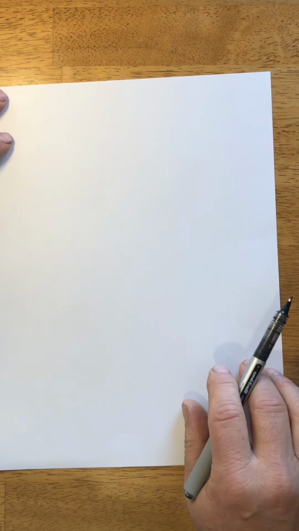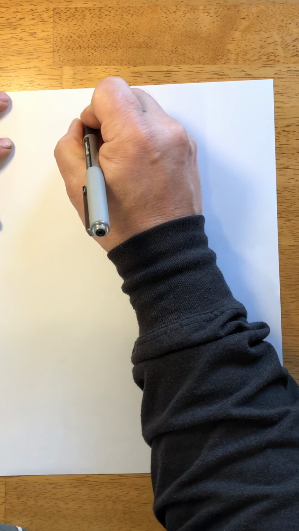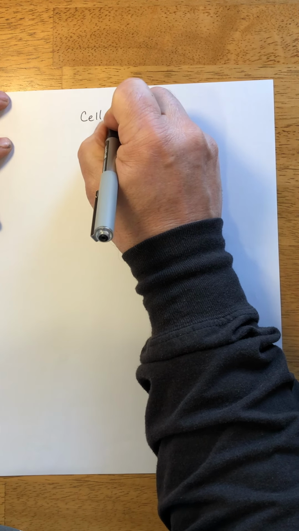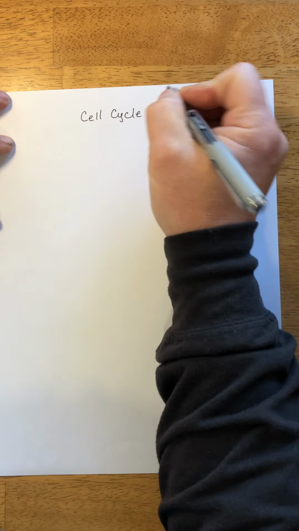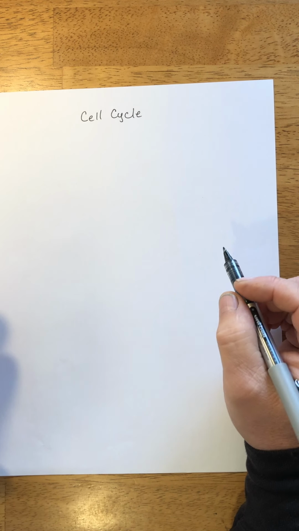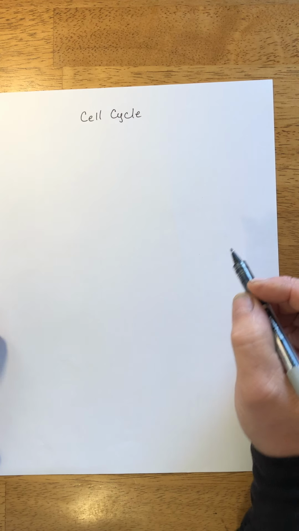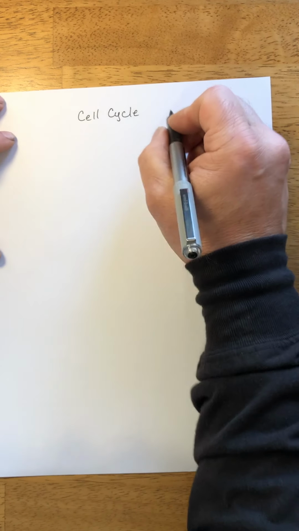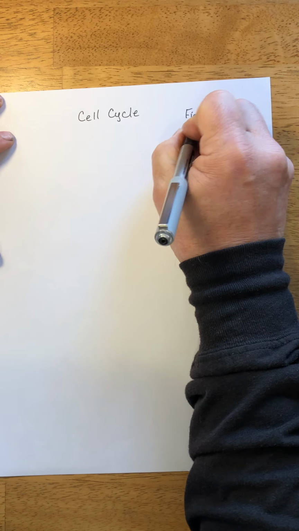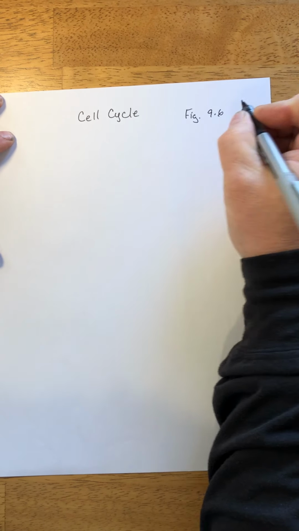Okay, at the top of your page, let's label this the cell cycle. Because it is a cycle, that means it's a continuous sequence of events. As a cell goes through cell division, it will follow this general sequence of events. The cell cycle is made up of 4 phases or stages, if you will. And again, in your textbook, this is essentially figure 9.6.